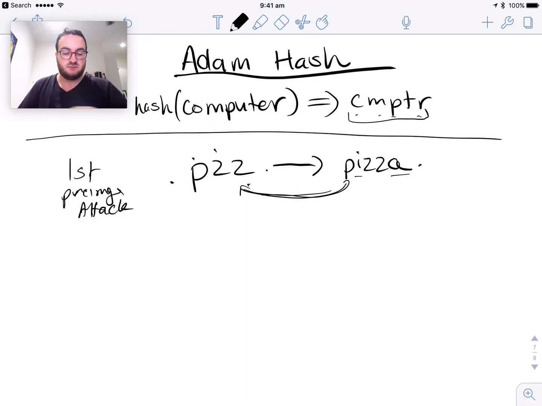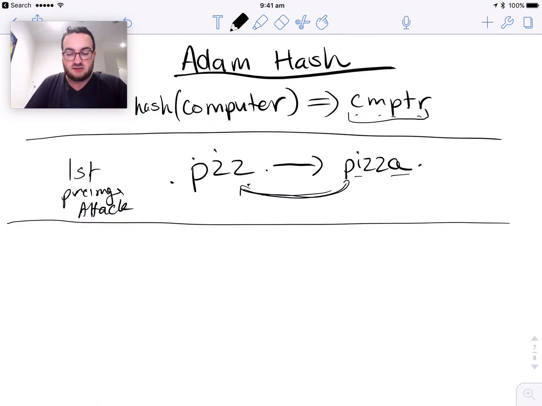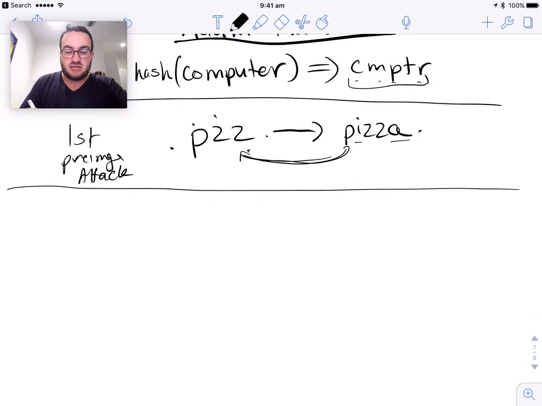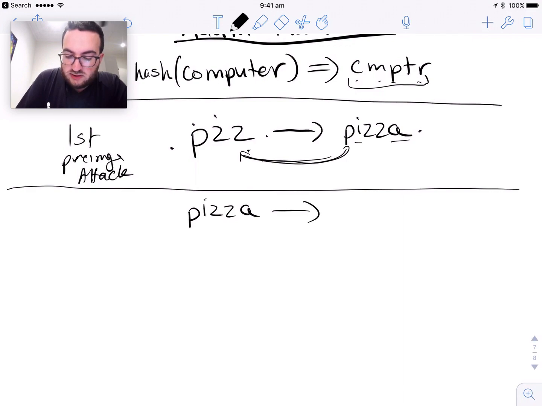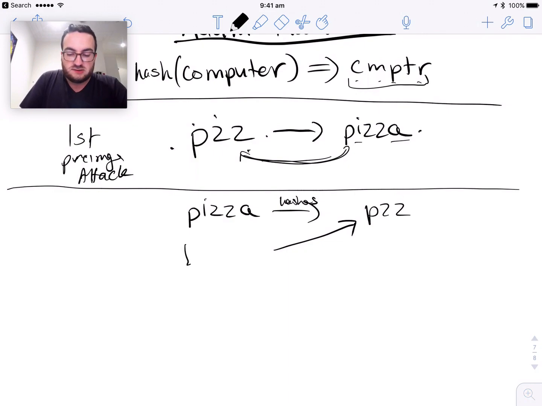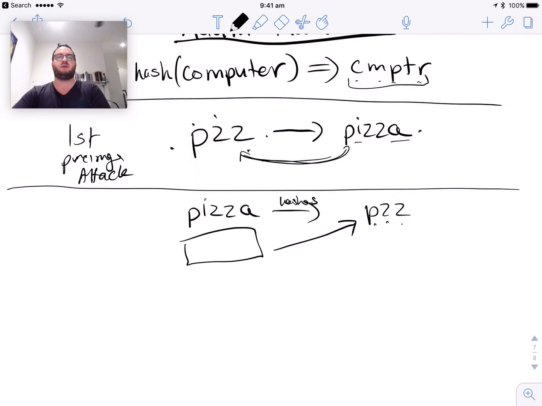Let's see if we can do a second preimage attack. So a second preimage attack would be, given that we know pizza, and we know that it hashes to PZZ, the second preimage attack would be coming up with another word that when you remove all the vowels, hashes to PZZ. Can you think of an example of a word like that? Have a think. I've got one idea.